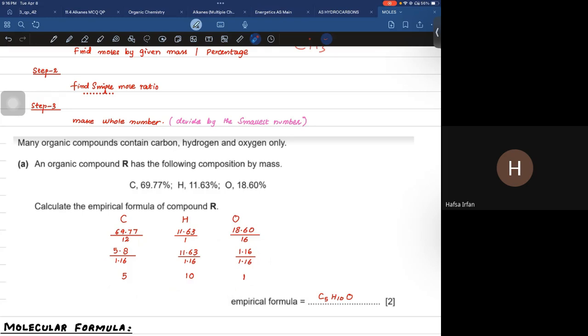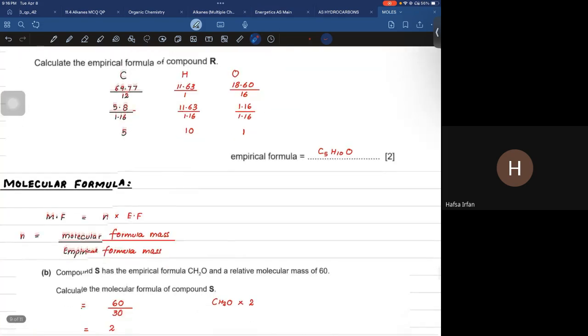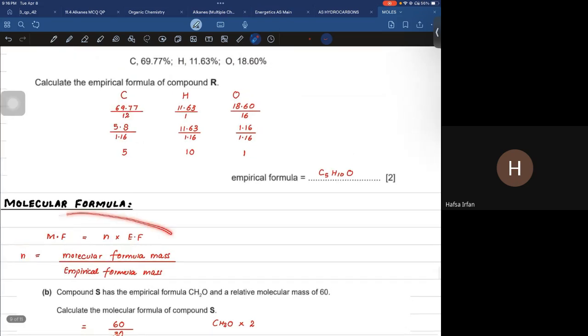I will be telling you after this about the molecular formula. The molecular formula gives you the whole information. Let's suppose this is the molecular formula, and this is the method to find it. N is equal to the molecular formula mass divided by the empirical formula mass. What is N? We have to find out that N.